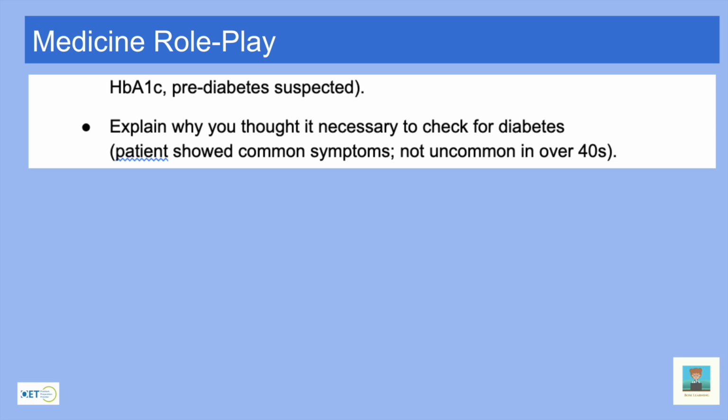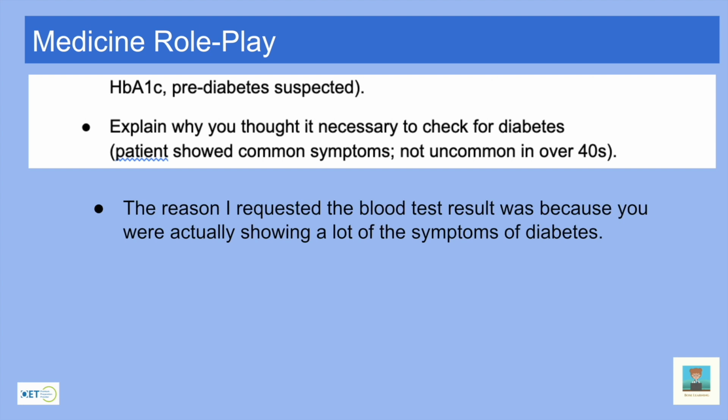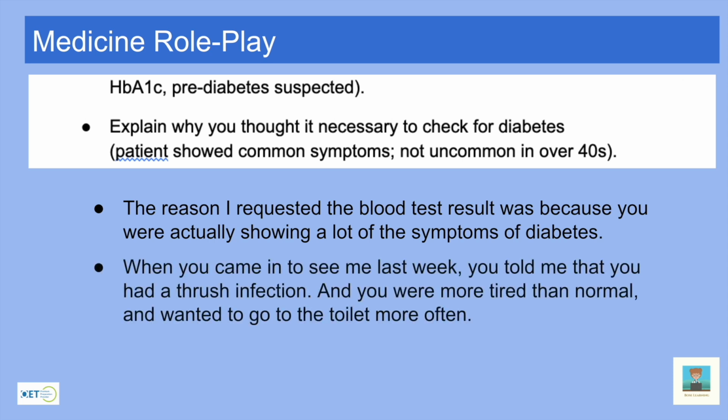How can you explain why you've done this test? The reason I requested the blood test result was because you were actually showing a lot of the symptoms of diabetes. When you came in to see me last week, or whenever it was, you told me that you had a thrush infection and you were more tired than normal and wanted to go to the toilet more often. Do you remember the word? And wanted to pee more often.